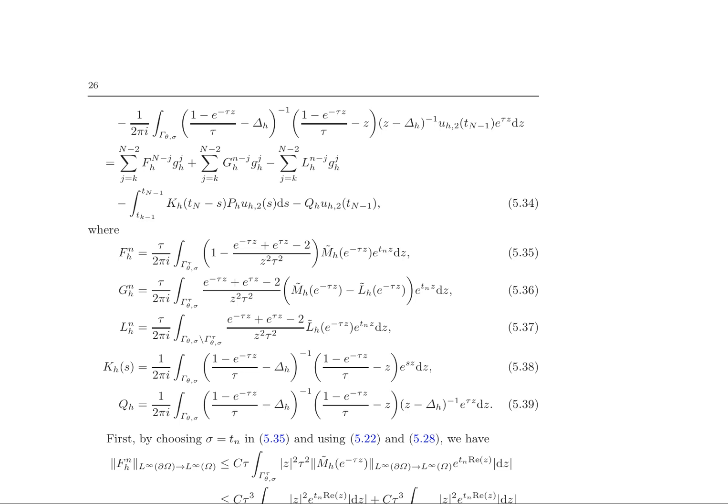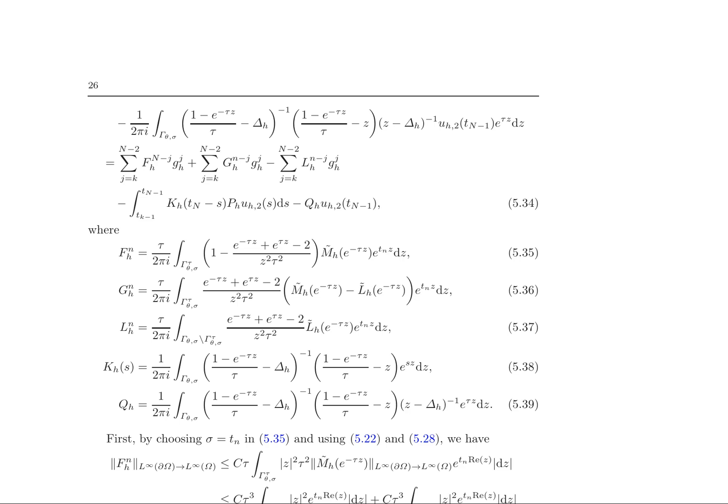The first component, f_n_h, is derived by choosing sigma equals t_n in equation 5.35, and utilizing equations 5.22 and 5.28. This leads to an estimate of the L-infinity norm of f_n_h, which is bounded by a constant c_n cubed. Subsequently, the L-infinity norm of the sum of f_n_h terms is estimated, resulting in a bound of c max k is less than or equal to n is less than or equal to n2, G_n_h L-infinity partial differential omega.